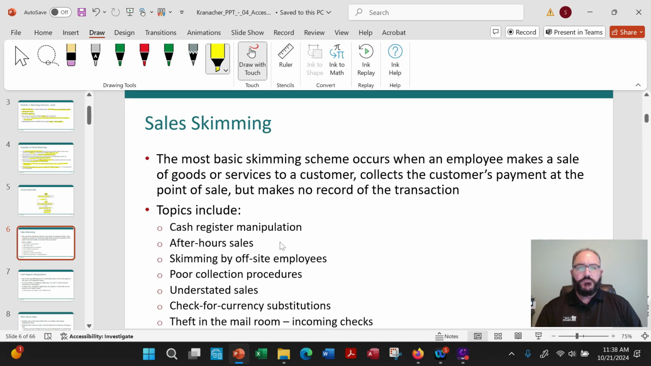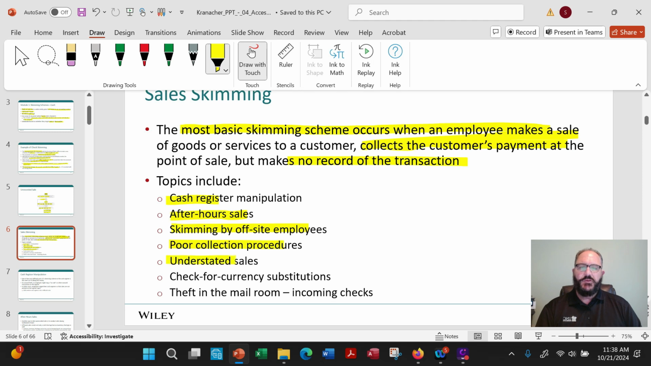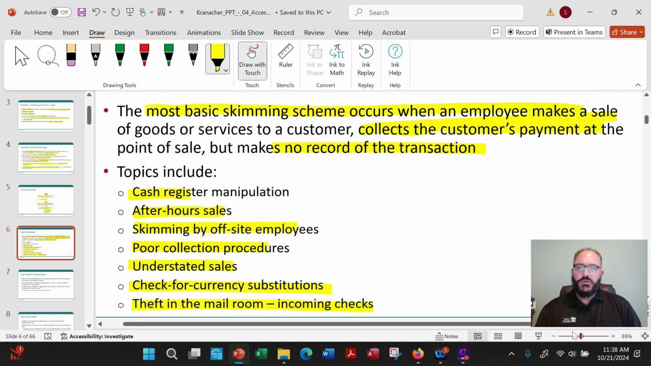So sales skimming, we talked about. Most basic skimming occurs when an employee makes a sale, collects the customer's payment, but makes no record of the transaction. So basically they just collect the money. How do they do it? Cash register, after-hour sales, off-site employees, mail collection. These are just different ways that it happens. Again, if you want to know what prevents this from happening, it's strong internal controls. That's the reality. It's strong internal controls.